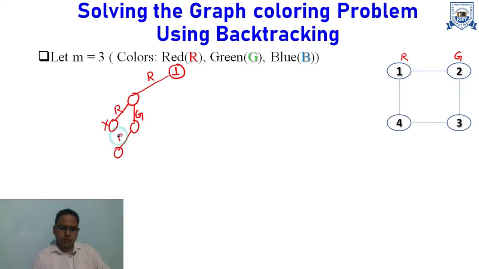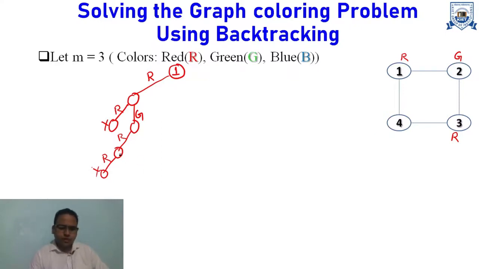Can we draw the third one with red? Yes, we can draw it with red color, that is okay. Now again this node, we have colored it with red. Can we color this fourth one again with red? No, we can't color it with red. If you take red, it will violate the property, so red can't be used here.